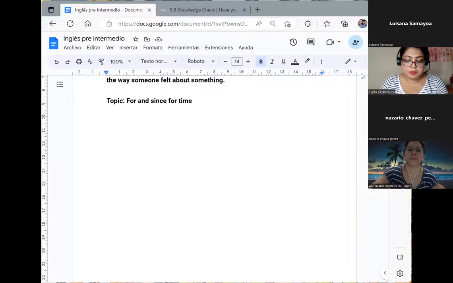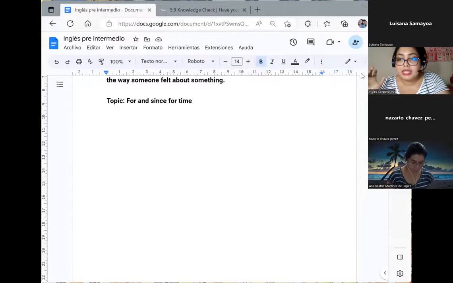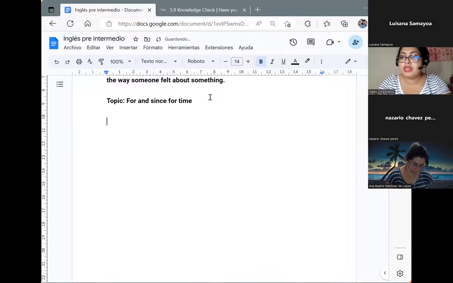Muy bien. En este caso, vamos a enfocarnos en for and since for time, para hablar de tiempo. That is the focus we are giving to for and since. And we are going to make the difference between these two words and in which cases we are going to use every one of these words. In which cases we are going to use for, in which cases we are going to use since. We have two examples here. Vamos a comenzar con dos ejemplos.